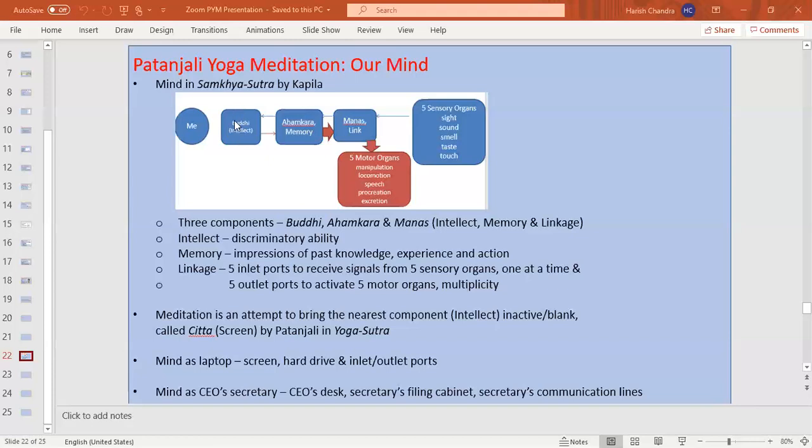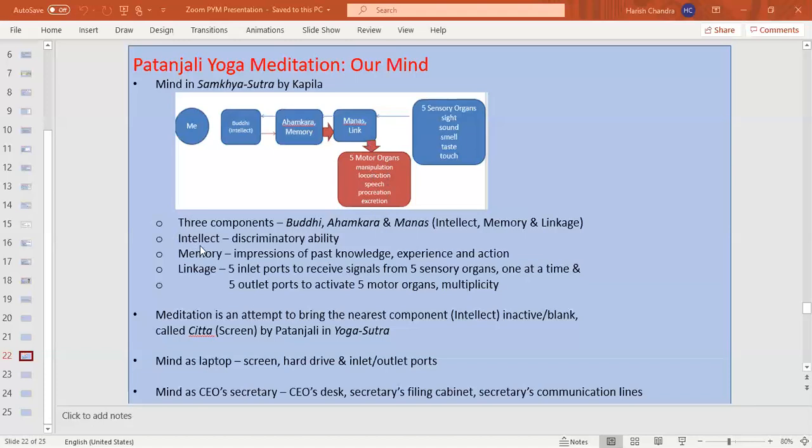If I take a decision, then that decision, that command, goes here. Because here also is stored what previous things I have done in my life, how I walk, how I raise my hand, and all that. And then that command goes there. And this has five outlet ports. These inlet ports bring the information signal, while these outlet ports activate the five motor organs like hands and feet and speech, etc.